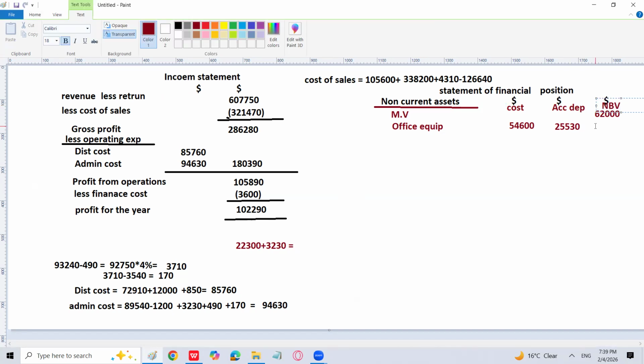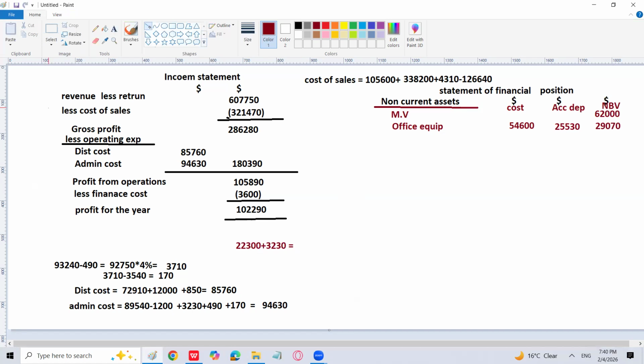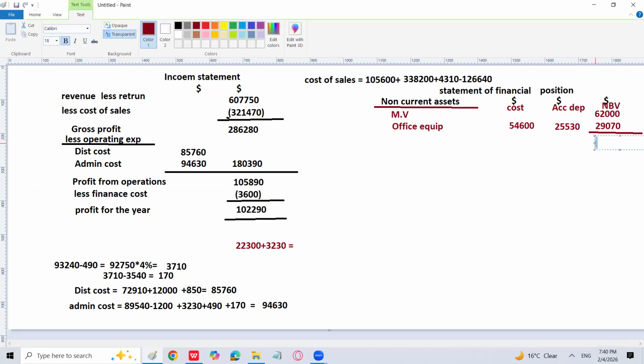So what is the answer? 29,070. That is, 54,600 minus 25,530. You will get the net book value of office equipment, 29,070. Now you'll get the total of motor vehicle and office equipment is 91,070.